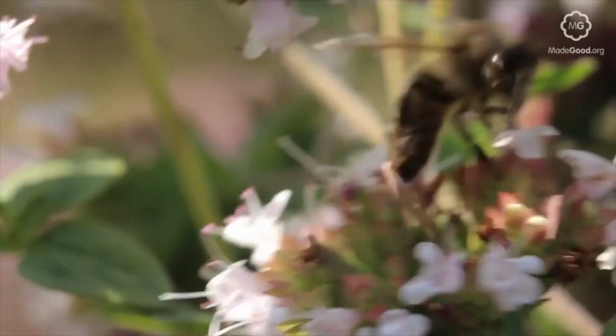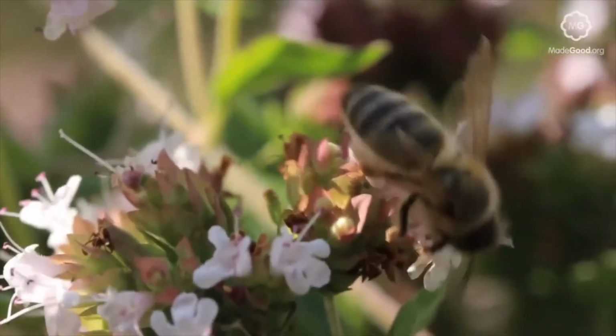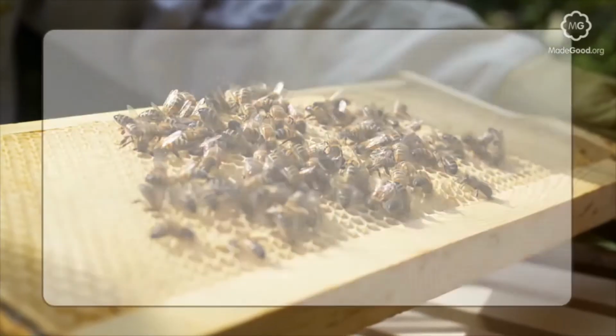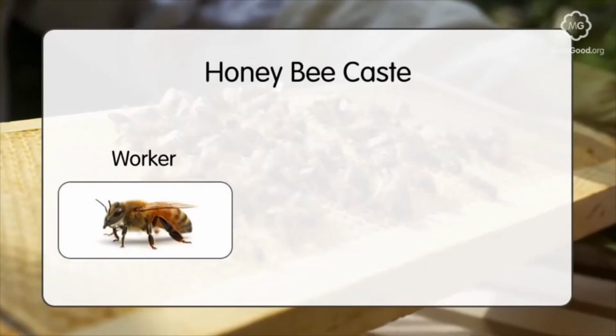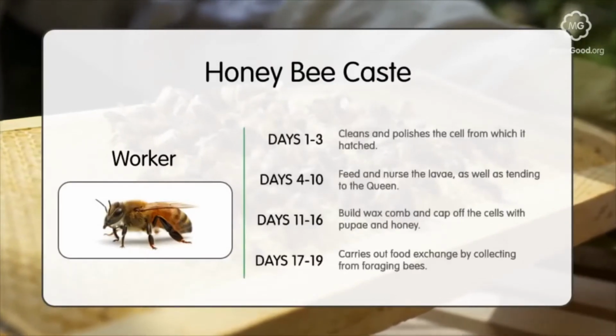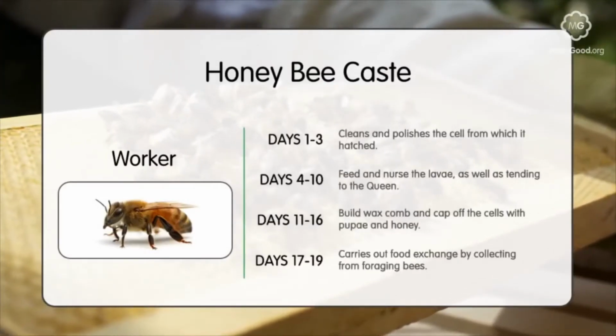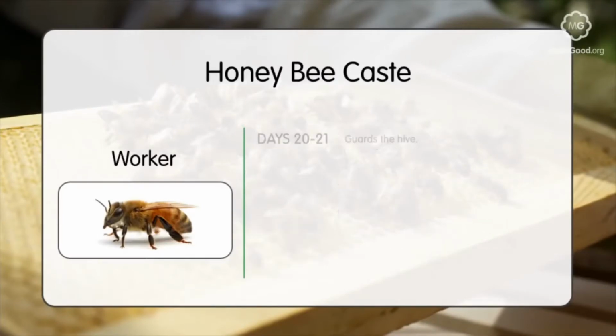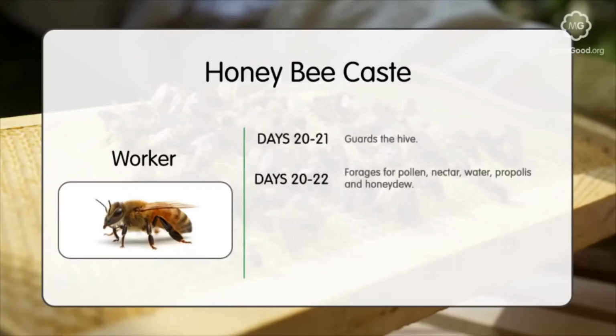On average, they will live from 35 to 45 days, and the specific job they perform will vary with age. The first half of a worker's life will be spent taking care of the hive by tending to the queen, looking after the brood, and building the wax comb. When fully matured, they will begin to defend the hive and forage for pollen, nectar, propolis, and honeydew.